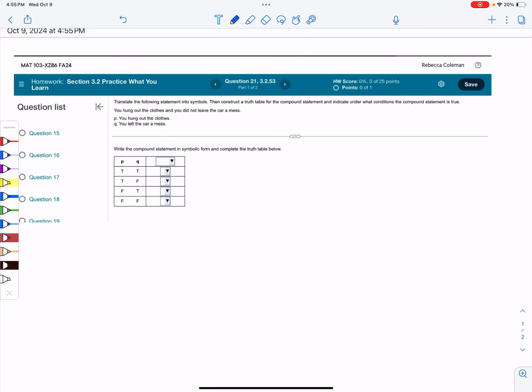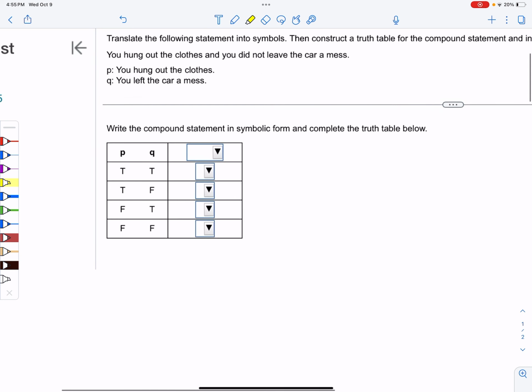So in the first section of chapter 3, we learned about symbolic notation. We learned what symbols are used for each operation, like conjunction, disjunction, negation, all of that. And we learned how to take something that was written in words and write it symbolically. So in problems like the one that you're seeing here, you're asked to write the statement in symbolic form first, and then complete the truth table, all right?